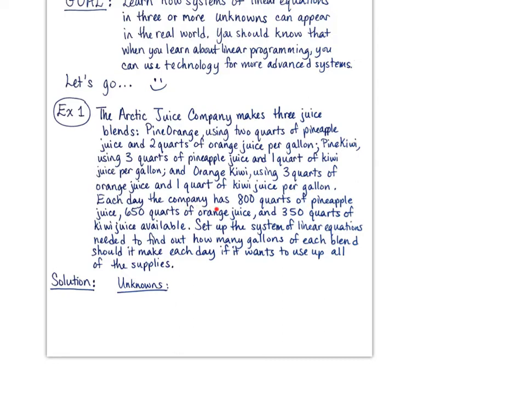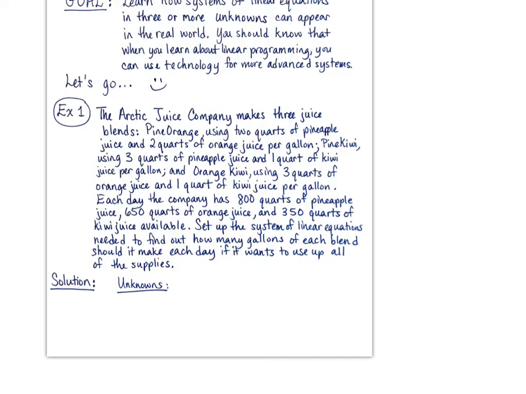Each day, the company has 800 quarts of pineapple juice, 650 quarts of orange juice, and 350 quarts of kiwi juice available. Set up the system of linear equations needed to find out how many gallons of each blend it should make each day if it wants to use up all of the supplies.